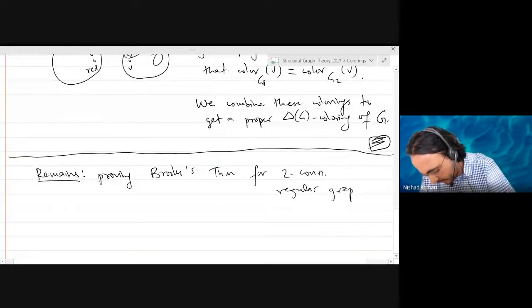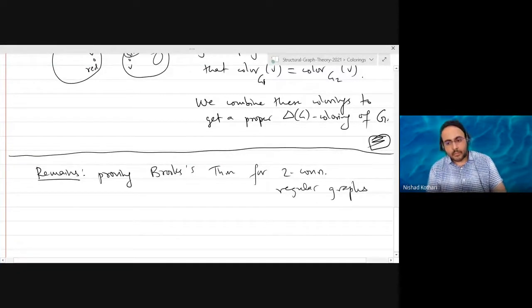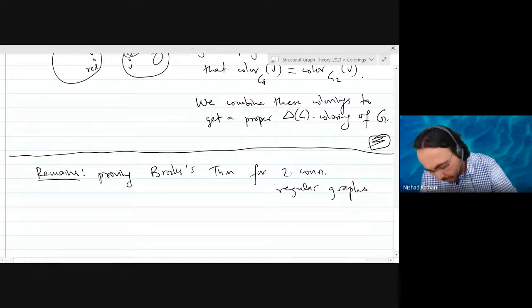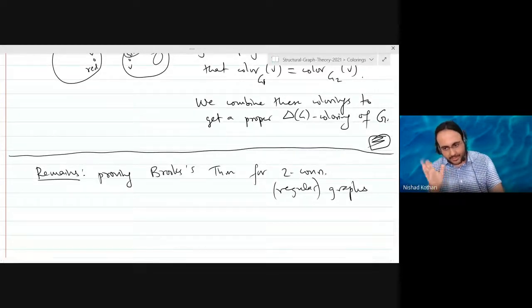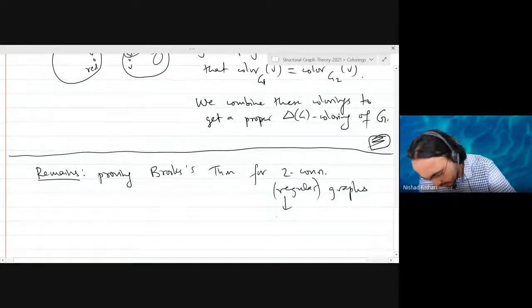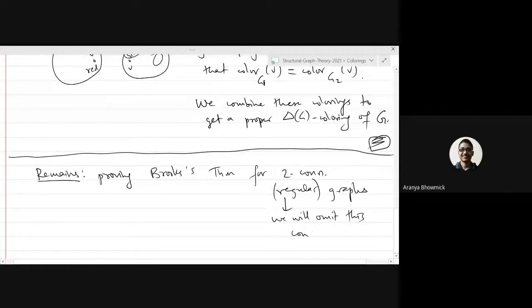What we will do is we will actually forget about regular now. Turns out we have a strategy that works for all two connected graphs using spanning trees. So we will omit this condition and just prove it for two connected graphs. I also have a remark regarding the previous proof.